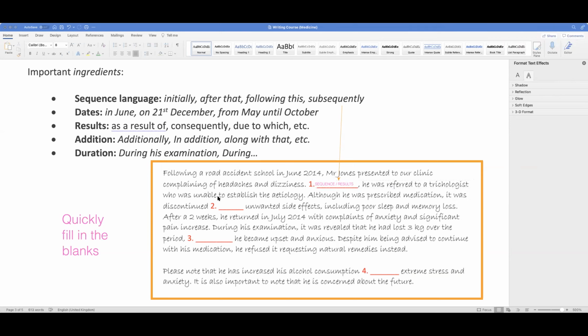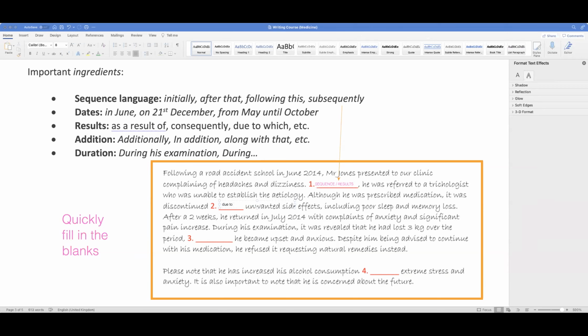Due to which. Due to, as a result. So I could say due to which unwanted side effects. Yeah, you're right. Due to which. What else could I say? As a result of which. Good. This is good. What else? Alan, can we use only due to? You could say as a result of which. Oh, I see what you mean. Just due to, without which. Yeah, you can say due to.